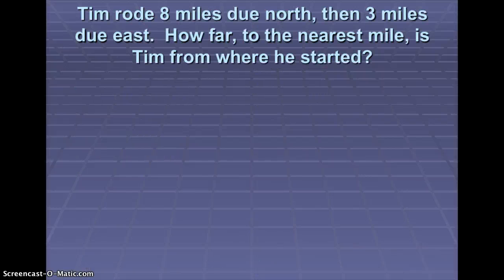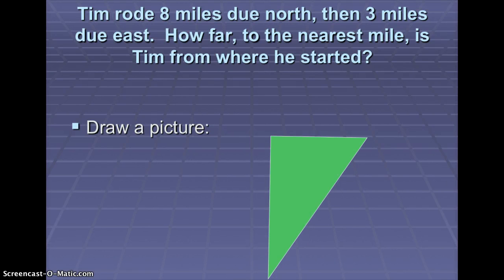All right, here's another problem. Tim rode 8 miles due north, then 3 miles due east. So how far to the nearest mile is Tim from where he started? So again, let's start by drawing a picture. Tim is riding 8 miles north and then 3 miles east. So we want to know how far he is away from where he started. So we're going to call that x. We're looking for the hypotenuse.